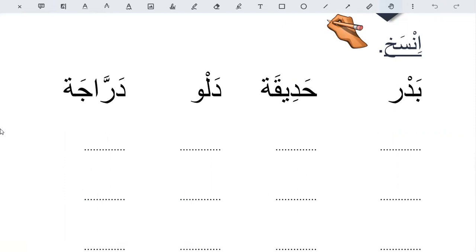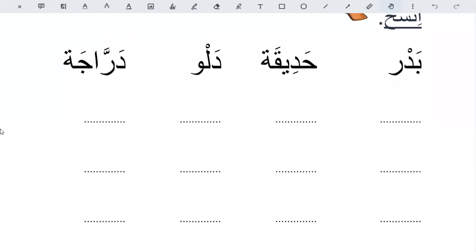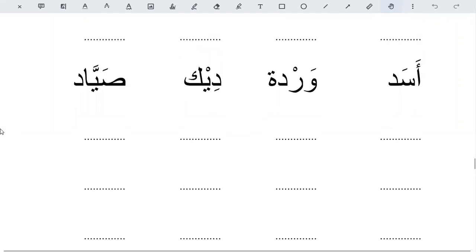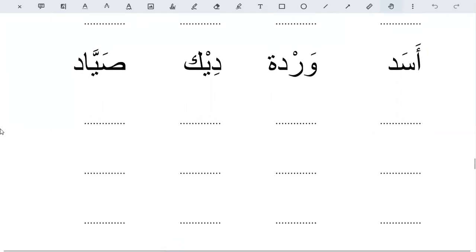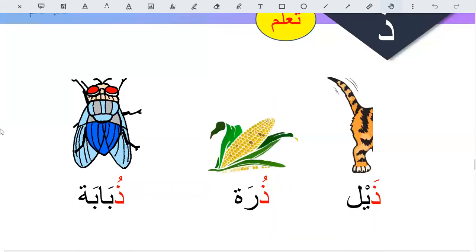Badar means moon. Hadika means garden. Dalwun means bucket. Good. Daraja means bicycle. Good. Latifa. Asad means rooster. No. Asad means lion. Good. Warda means rose. Good. Deek means rooster. Sayyad means hunter. Good.